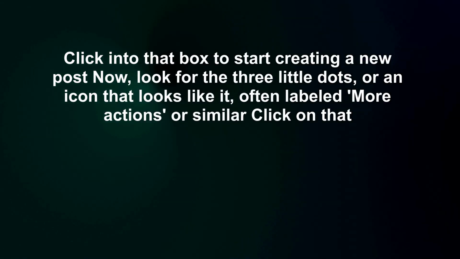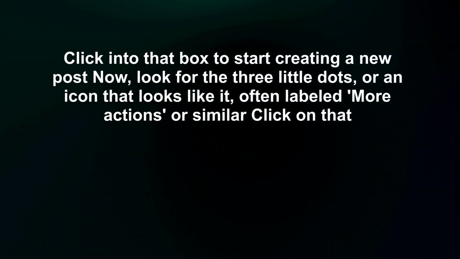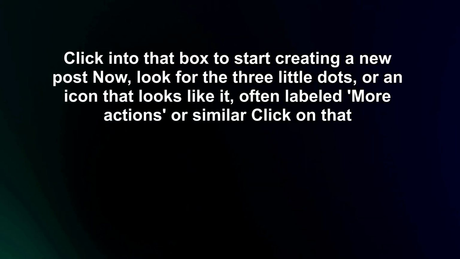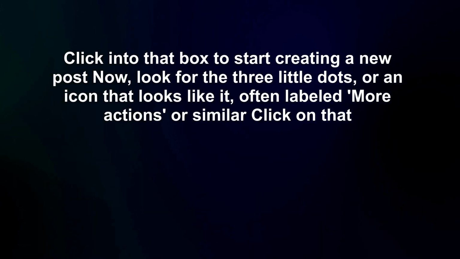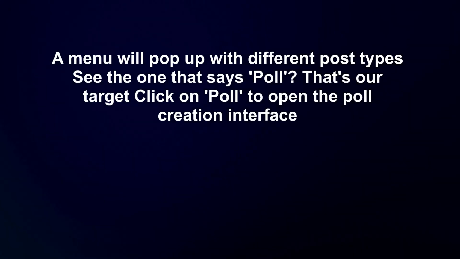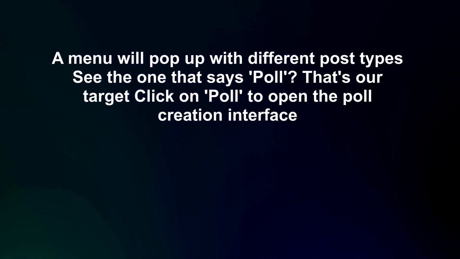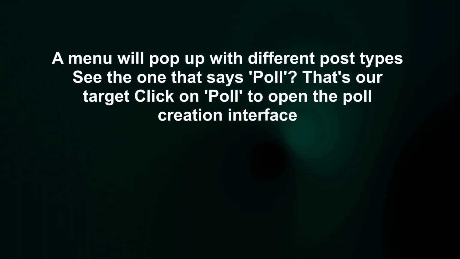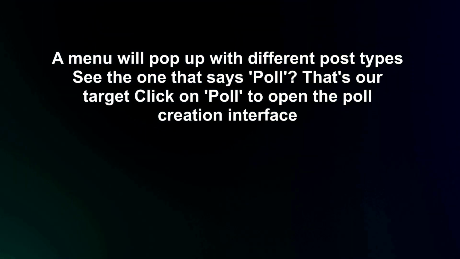Click into that box to start creating a new post. Now, look for the three little dots, or an icon that looks like it, often labeled More Actions or similar. Click on that. A menu will pop up with different post types. See the one that says Poll. That's our target. Click on Poll to open the poll creation interface.